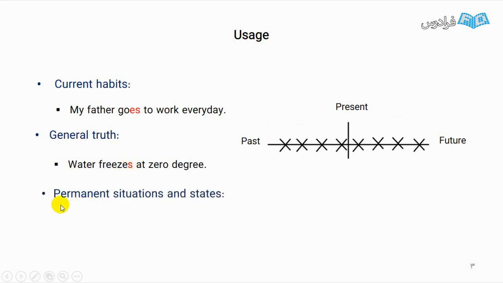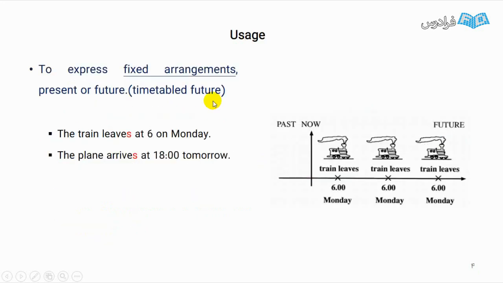Another usage is talking about permanent situations and states. Bill lives in Tokyo. Verbs like live and work follow this rule because it is not about a short period of time. Now I want to introduce a new usage.